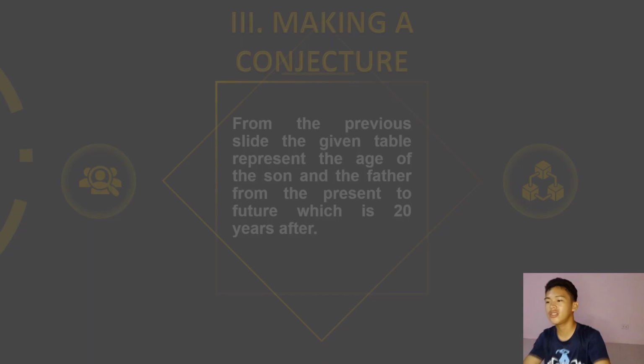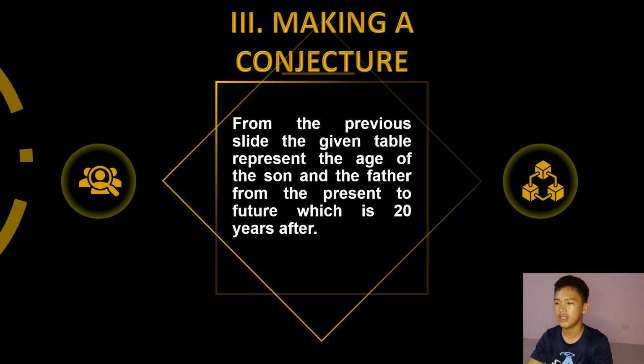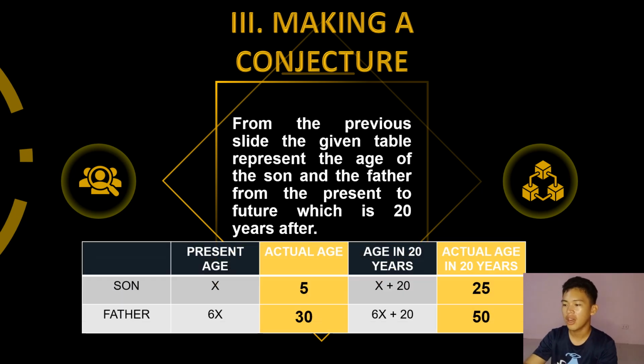The step here is making a conjecture. From the previous slide, the given table represents the age of the son and the father from the present to the future, which is 20 years after. This table represents the present age of the son, which is 5 years old, and the present age of the father, which is 30 years old. And after 20 years, the expressions are x plus 20 and 6x plus 20.